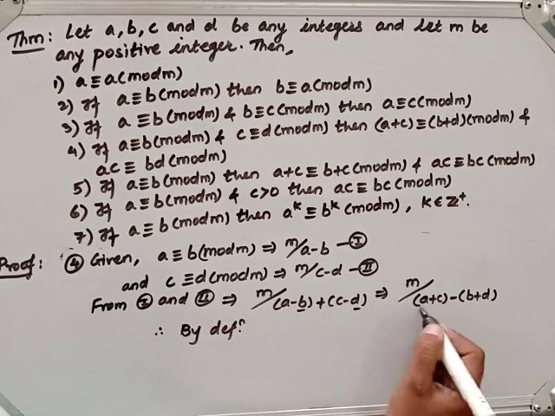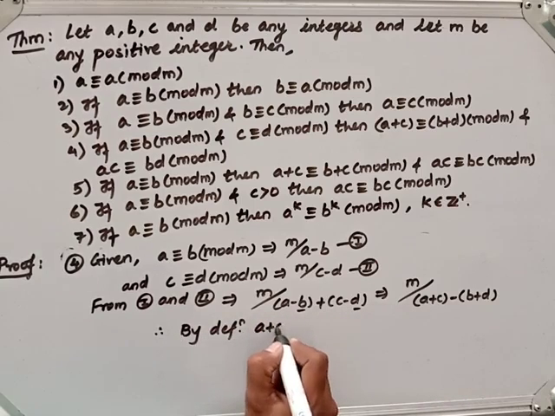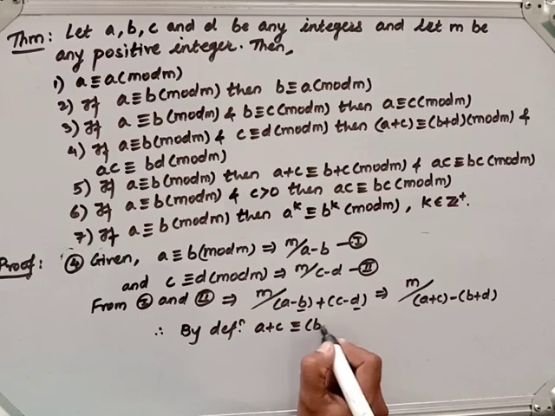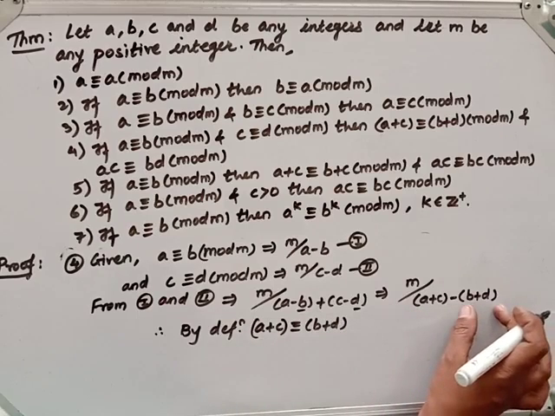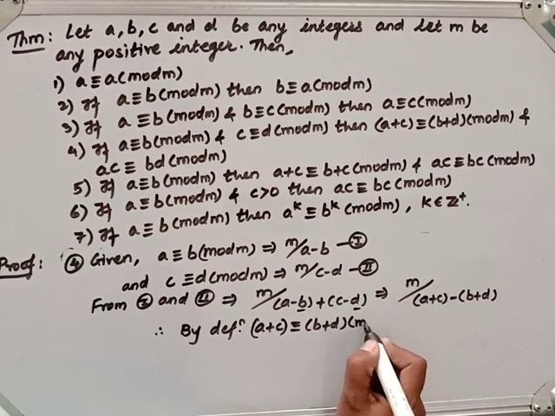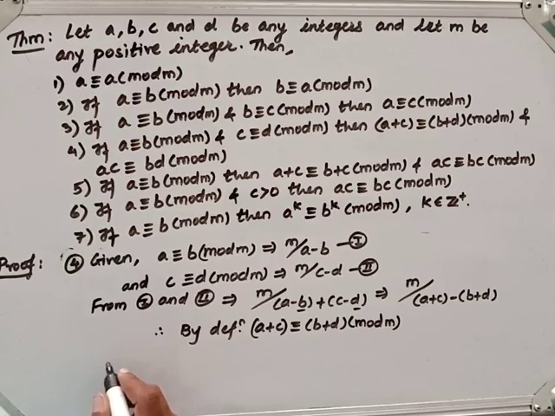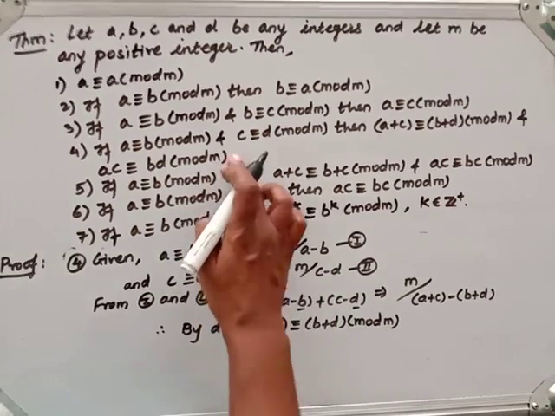So if this is the case, therefore by definition what can we say? This one gives a plus c congruent to what? b plus d. a plus c is the first part, and this will be what? Remainder modulo m. Okay. Now similarly this one we have to prove.